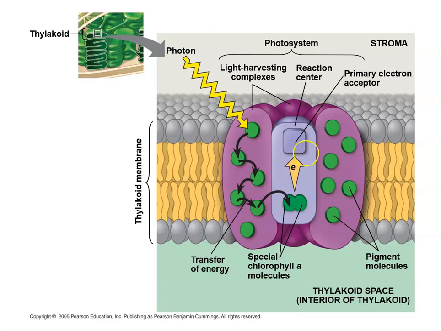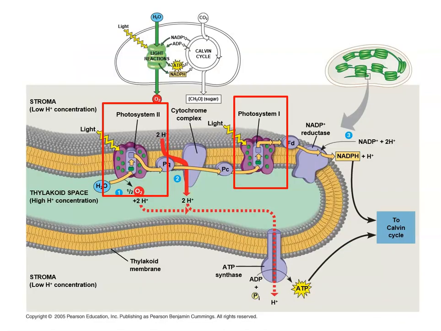Now you might recall from our previous slide that there were two different kinds of photosystems, photosystem 1 and photosystem 2. So let's take a look at how they differ, although they have those characteristics that we just went over in common.